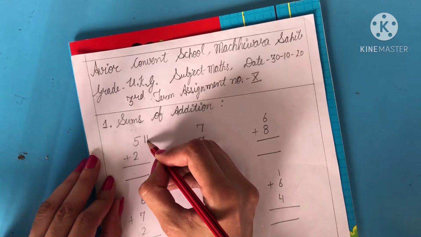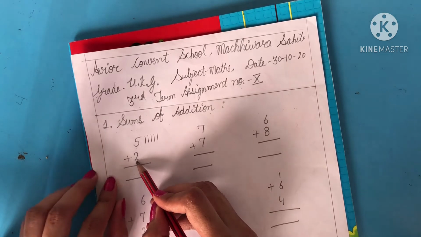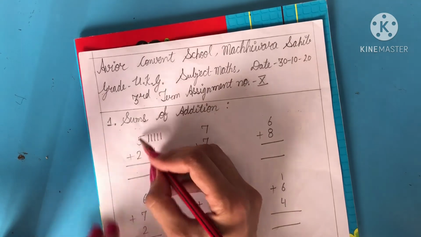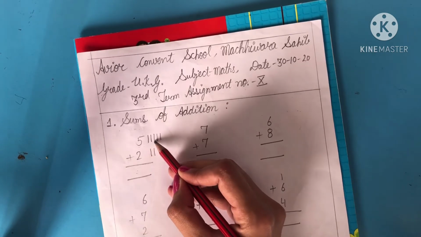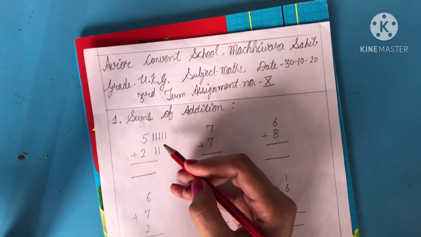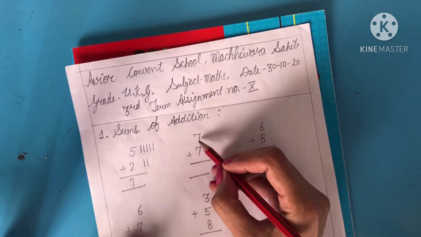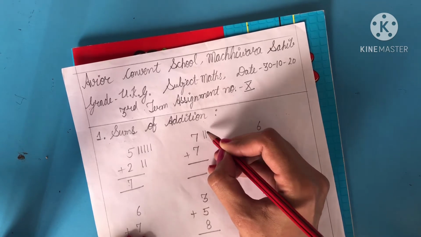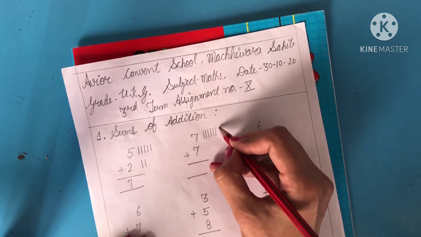1, 2, 3, 4, 5. Next one is 2. Draw 2 lines. 1, 2. Count all these lines and write in the box. 1, 2, 3, 4, 5, 6, 7. How many lines? 7. Write 7 in the box. The next is 7. Draw 7 lines. 1, 2, 3, 4, 5, 6, 7.